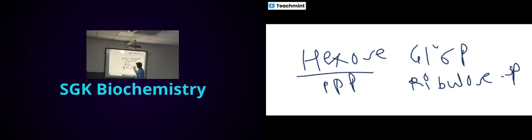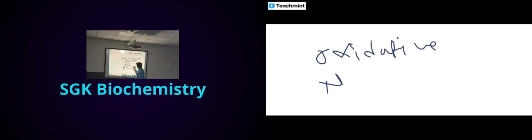This hexose monophosphate pathway or pentose phosphate pathway is divided into two phases. One phase is called the oxidative phase of the PP pathway and the other is called the non-oxidative phase. In the non-oxidative phase, interconversion of sugars takes place, which we can see next. And in the oxidative phase, oxidation type reactions take place.